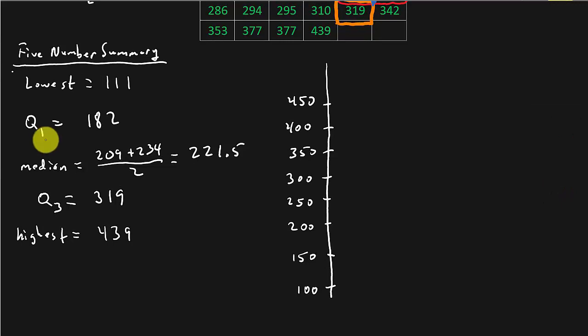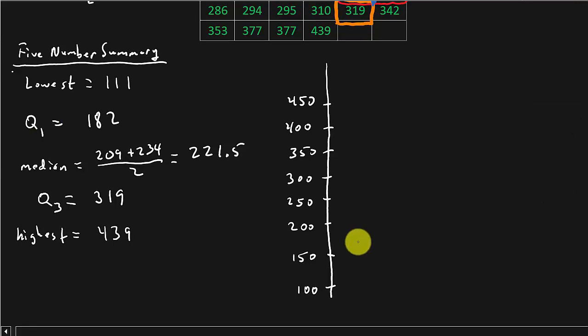Q1 is 182. So 182 is going to be about right in here. We're going to call that 182. And Q3 is 319, and that's going to be about right in there. And it says to draw a box. This is going to be 319.